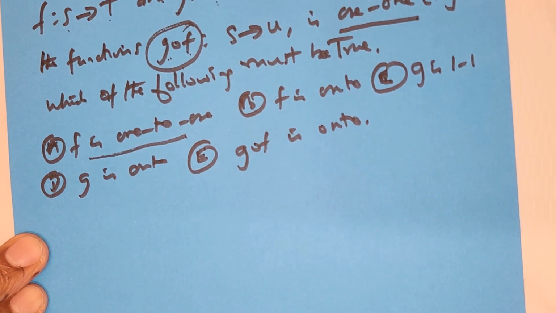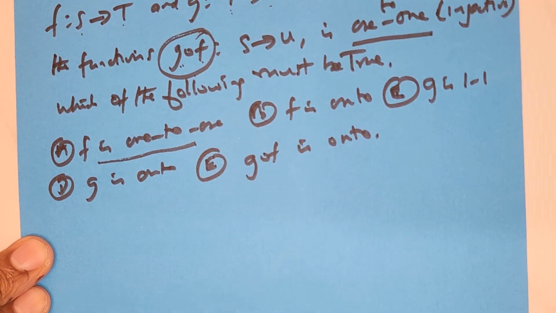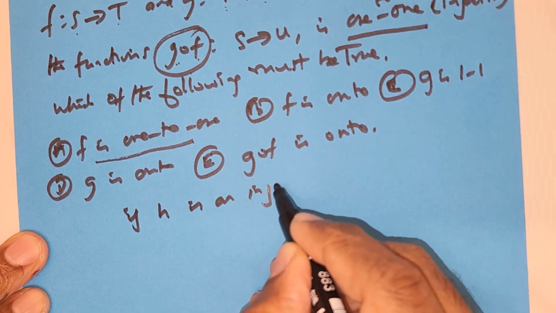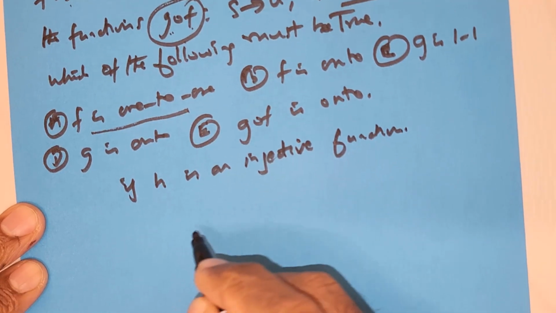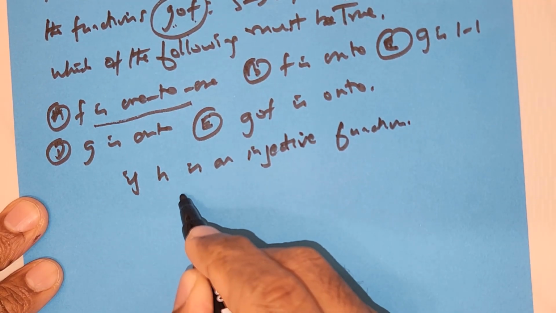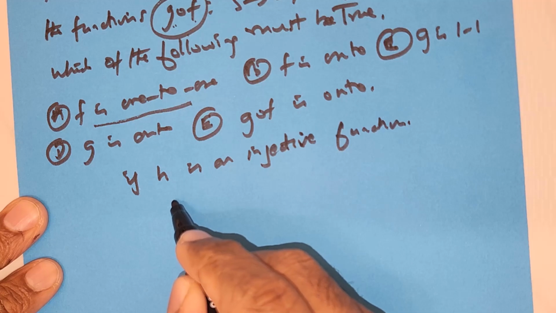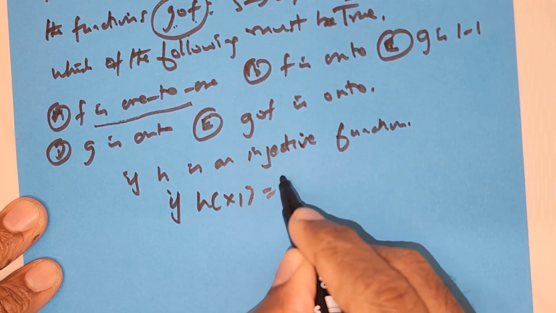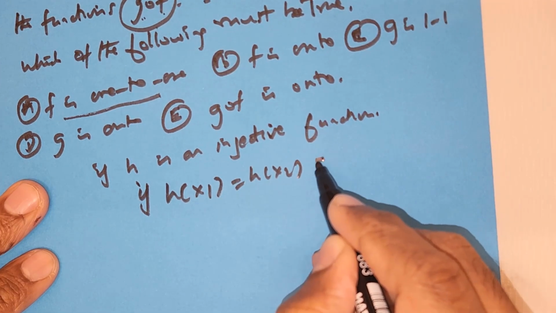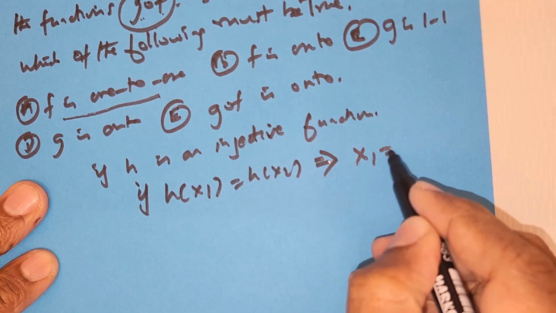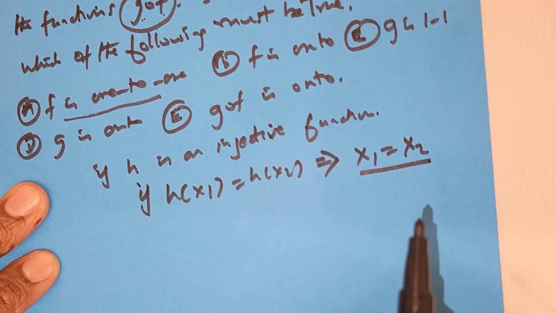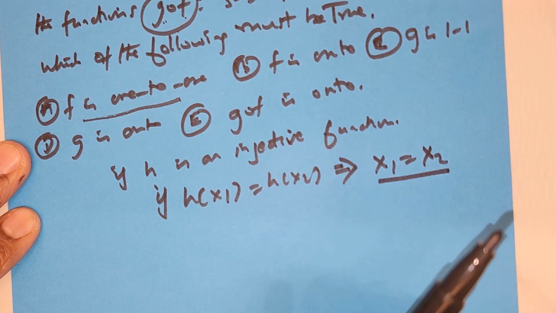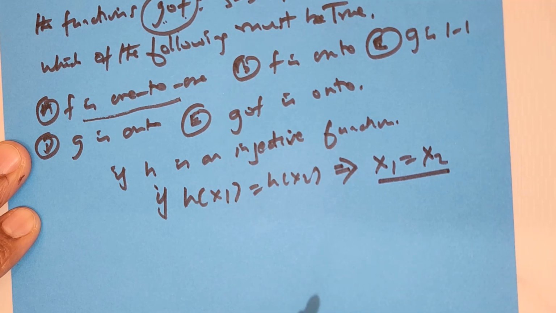Now, we have to start with the definition of injective functions. If h is an injective function, so what is the definition? Then if I have h of x1 being equal to h of x2, then this would mean x1 should be equal to x2. So this is the vital definition. Okay, moving on.